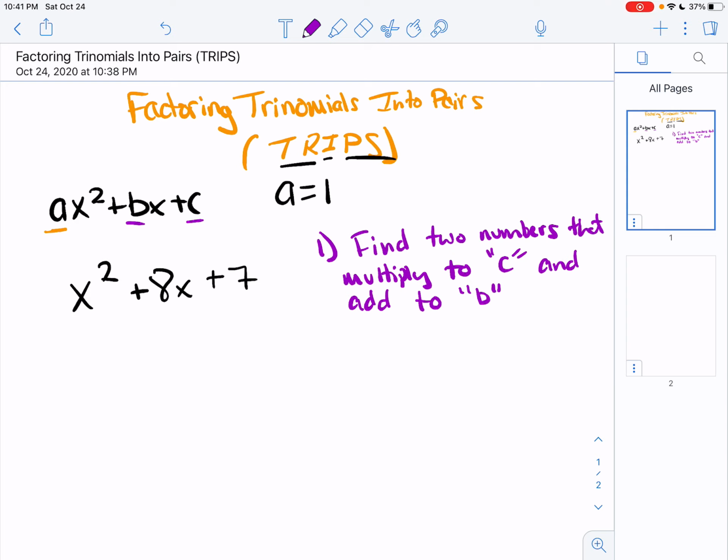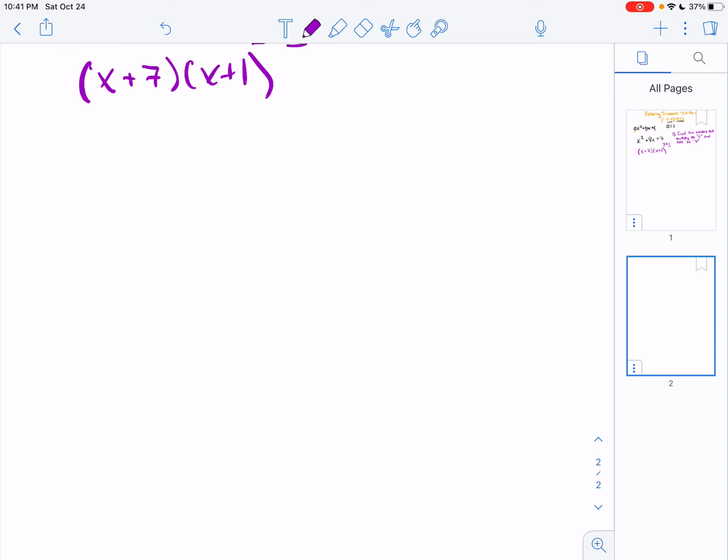So we need to list the factors of 7. The only option we have is 7 and 1. So 7 times 1 is 7. Does it add to 8? 7 plus 1? Yes, it does. So then we just write our factors as x plus 7, x plus 1. And we are done.